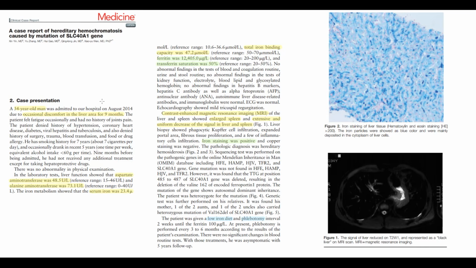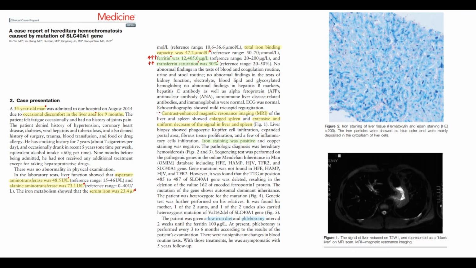Here we can see a clinical case. It's a 34-year-old man. For the last 9 months, he had occasional discomfort in the liver. His aspartate aminotransferase was 48, which is practically normal. Alanine aminotransferase was 73, so ALT was elevated. Serum iron was 23, which is normal. Total iron binding capacity, also called transferrin level, was 47, which is slightly lower than normal. But the big deal here is ferritin level. His ferritin was 12,000, which is huge, and his transferrin saturation was 50%, which is above normal.